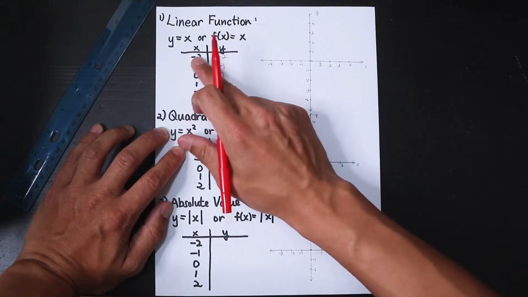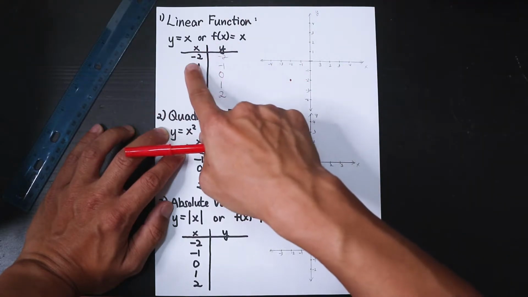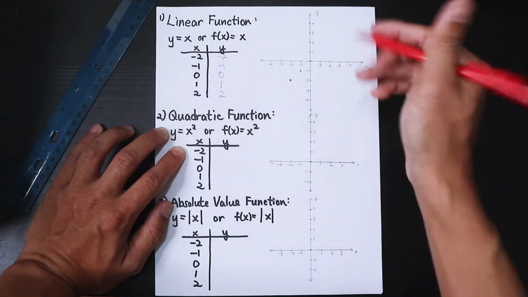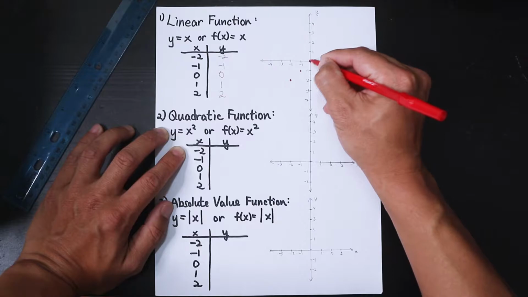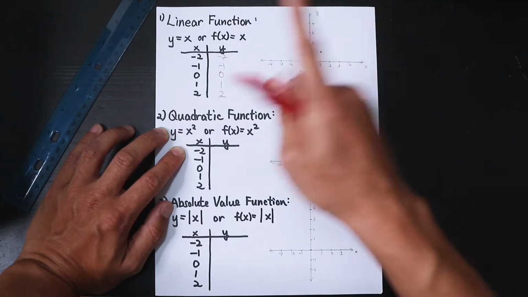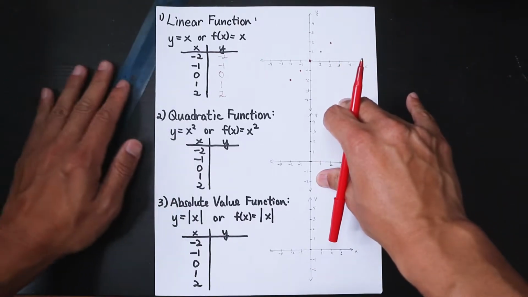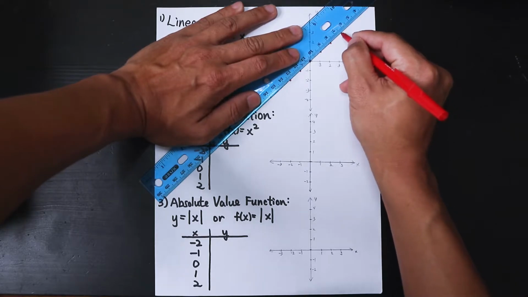So you're going to plot -2, -2. You go left 2, down 2. You plot a point. -1, -1. You go left 1, down 1. You plot a point. 0, 0. That's easy. It's right at the origin. 1, 1. That's also easy. You go right 1, up 1. And then at last 2, 2. You go right 2, up 2. So this is the graph of a parent function, and it consists of these 5 points.